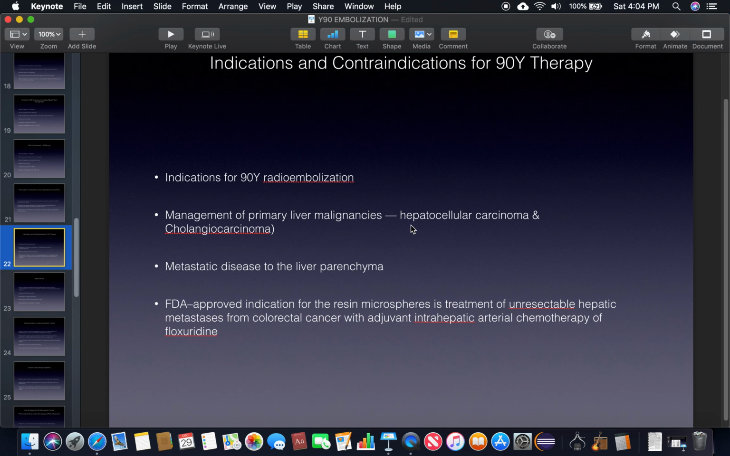What are the indications and contraindications? We mentioned that this embolization is used for primary liver malignancy, i.e. hepatocellular carcinoma, cholangiocarcinoma, and also for metastatic disease to the liver. The FDA approved indication is for resin microspheres, for treatment of unresectable hepatic mets from colorectal cancer with adjuvant intrahepatic arterial chemotherapy of floxuridine.